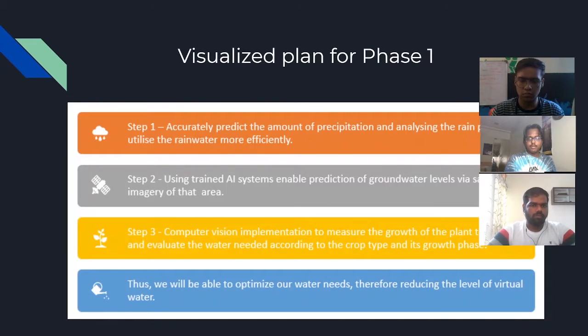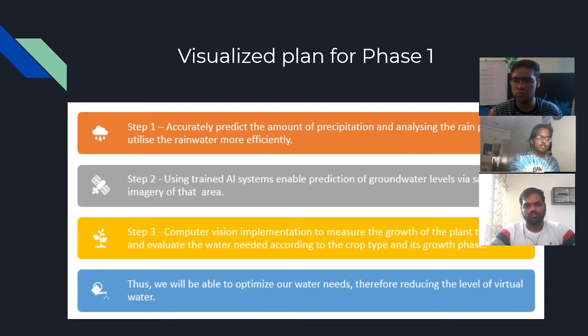So now we have a visualized plan for phase one. Step one, we'll be accurately trying to predict the amount of rainfall and analyze rainfall patterns to utilize rainwater more efficiently and decrease our reliance on groundwater resources in more critical regions. Step two, we'll be using AI systems to enable prediction of groundwater levels via satellite imagery of the area. And the third step is we are using computer vision implementation to measure the growth of the plant and to optimize and evaluate water needs along with the crop type and growth phase.